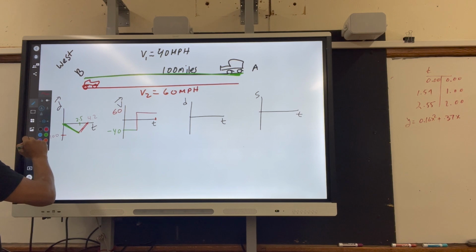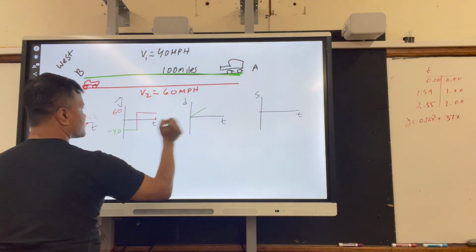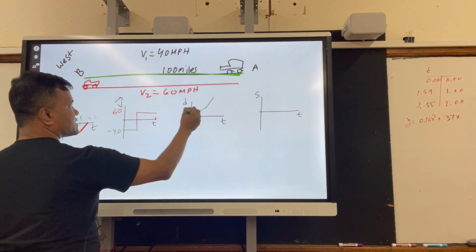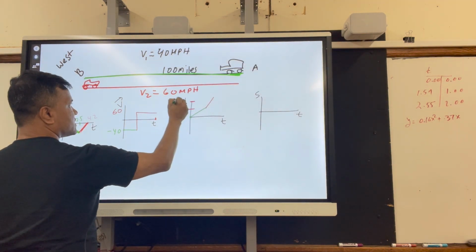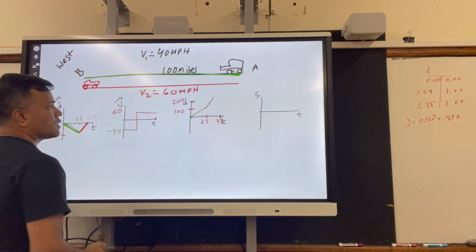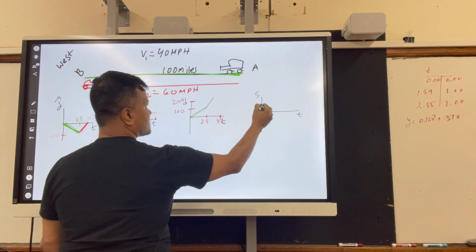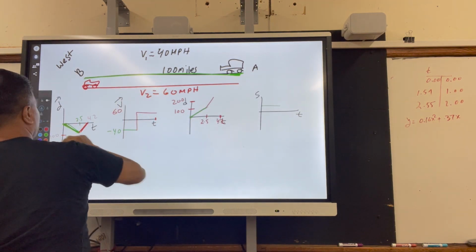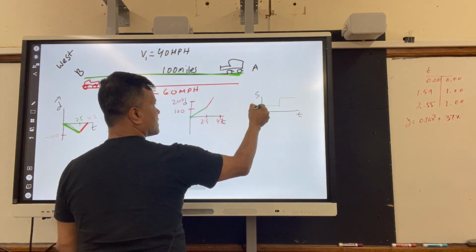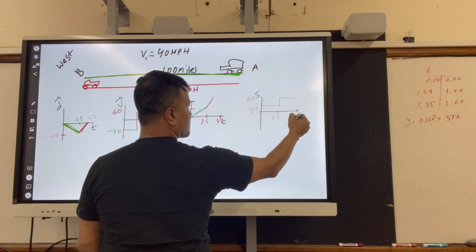All right, now let's take the absolute value of this one. The absolute value of this one would be this, and the absolute value of this one would be this. What is this one? 100. What is this one? 200. What is this one? 2.5, and this is 4.2. The absolute value of the slope of this one would be this, and the slope of this one would be this. This is 40, this is 60, 2.5, and 4.2.